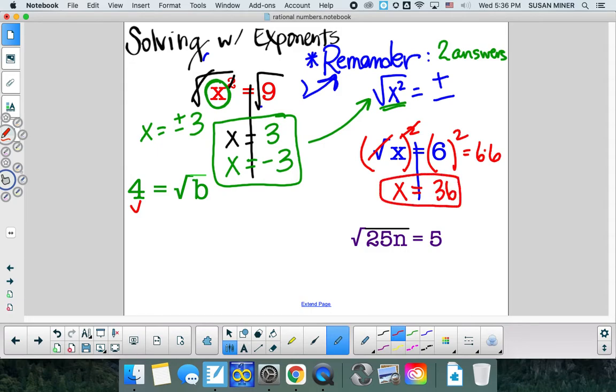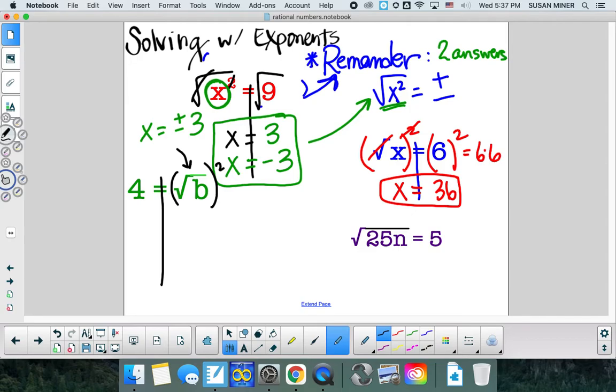Okay, now this is one I want to talk about over here: 4 equals the square root of b, because sometimes our eyes play tricks on us. I have a lot of students who see this one and automatically think, ooh, square root of 4, I've got to square root both sides, right? But remember, that's not what I want to do. When I'm solving equations, I have to cancel out the square root, so what I need to do is square it in order to get b.